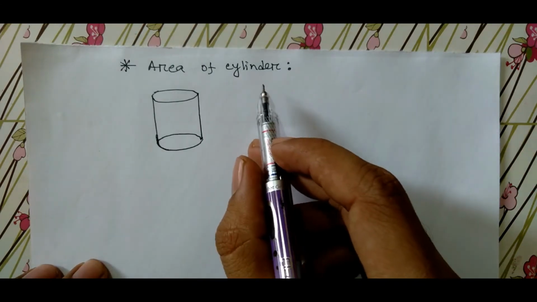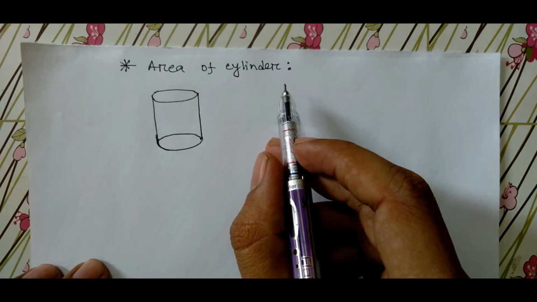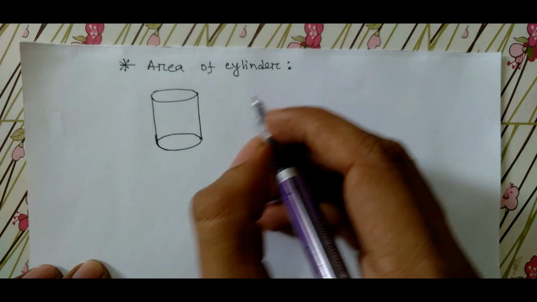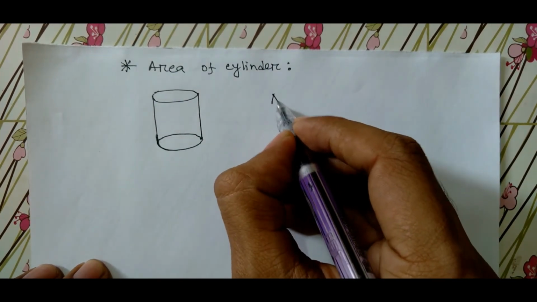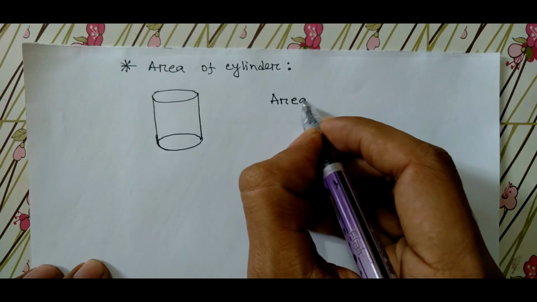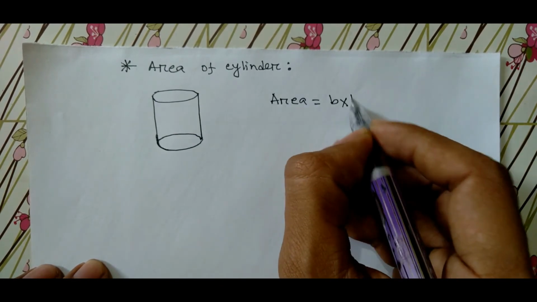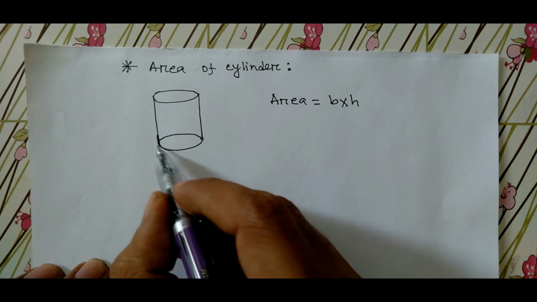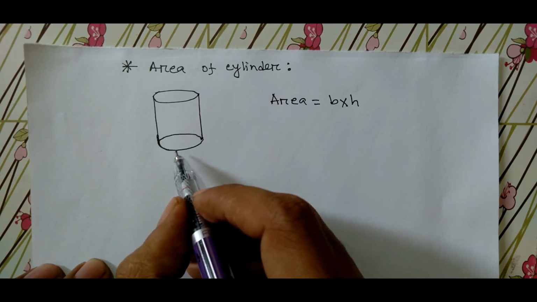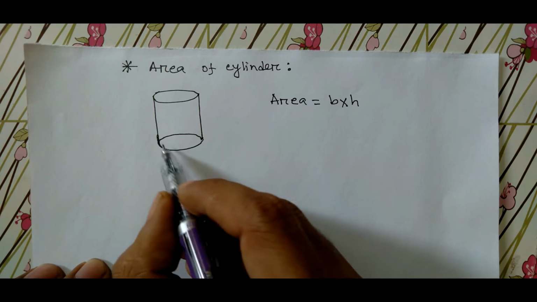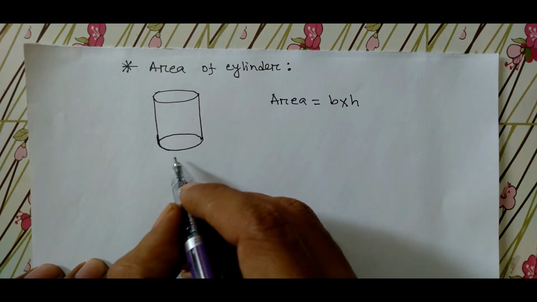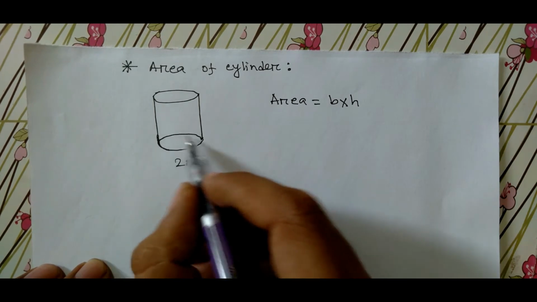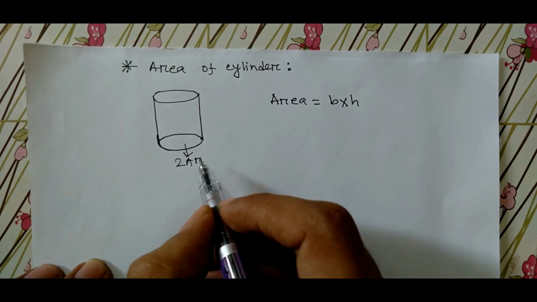Now we will find the area of the cylinder. The area of a cylinder can also be easily found from the area of the parallelogram. What is the area of the parallelogram? Already we know that the area of a parallelogram is base multiplied by height. So what is the base here? The base is the circumference of this circular shape. Already we know that the circumference of any circular shape is 2 pi r. So we can replace the circumference of this circular shape by 2 pi r.